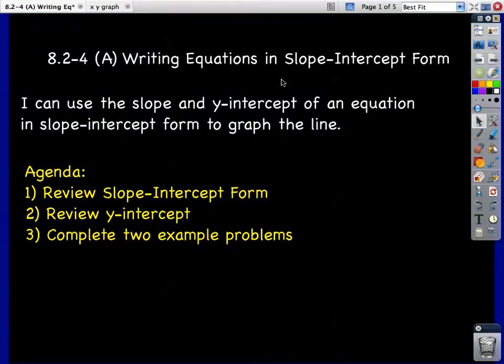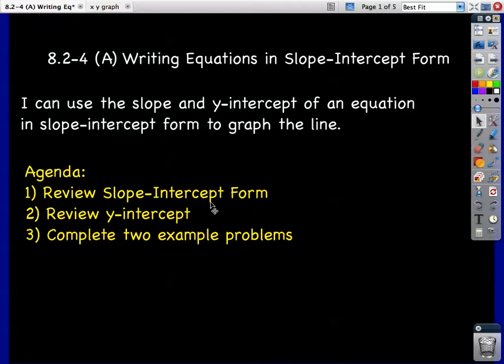Hey guys, this is 2.4a and we're going to be writing equations in slope-intercept form. And this is actually a way that helps us understand lines in more detail. So here's your I can statement: I can use the slope and y-intercept of an equation in slope-intercept form to graph the line.